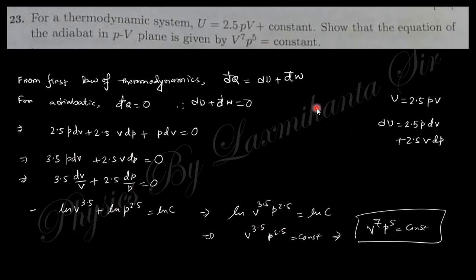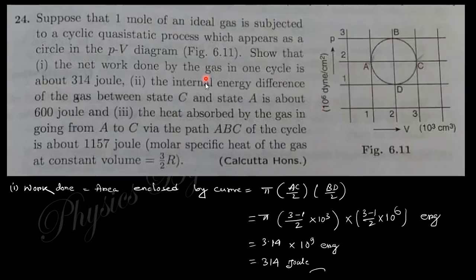Simple. Next one. Next question says, suppose 1 mole of ideal gas, the mole number is 1, is subjected to the cyclic quasi-static process shown in a PV diagram. So this is the PV diagram in this equation, so that the net work done by the gas in one cycle is like that.